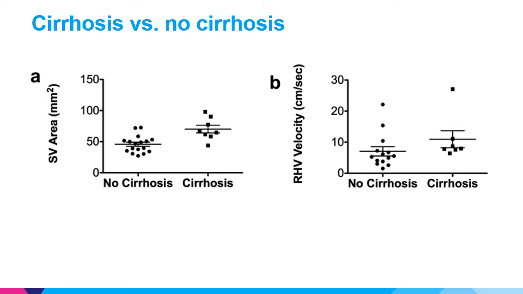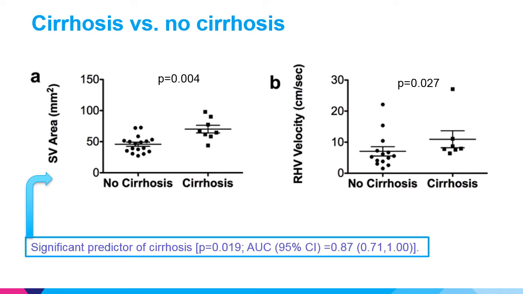When comparing patients with and without cirrhosis, we observed significant elevation of the splenic vein area in patients with cirrhosis, as well as a significant increase in the right hepatic vein velocity in the patients with cirrhosis. The logistic regression showed splenic vein area to be a significant predictor of cirrhosis with a significant AUC of 0.87.